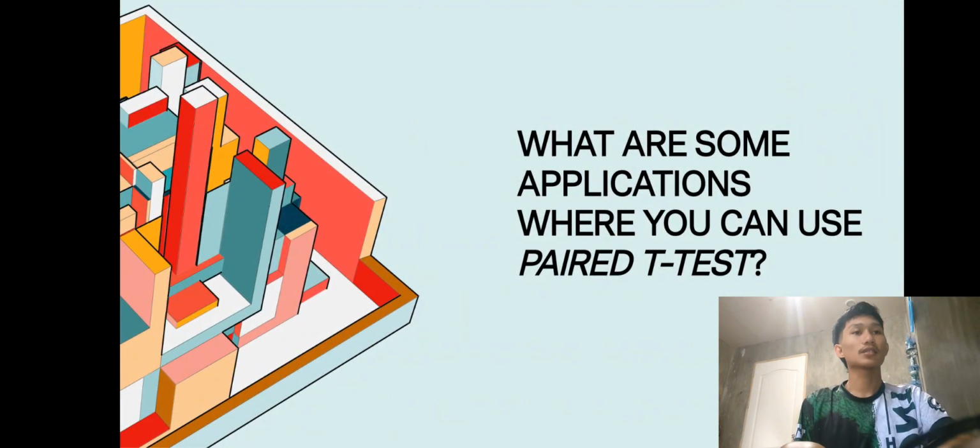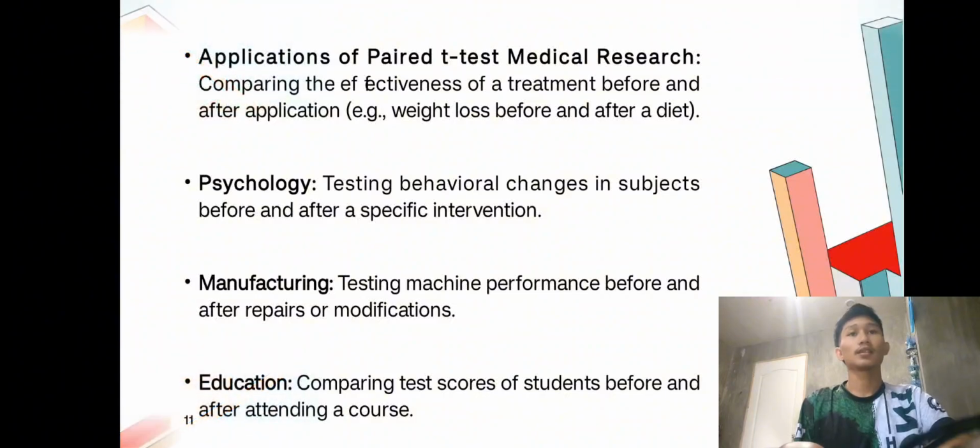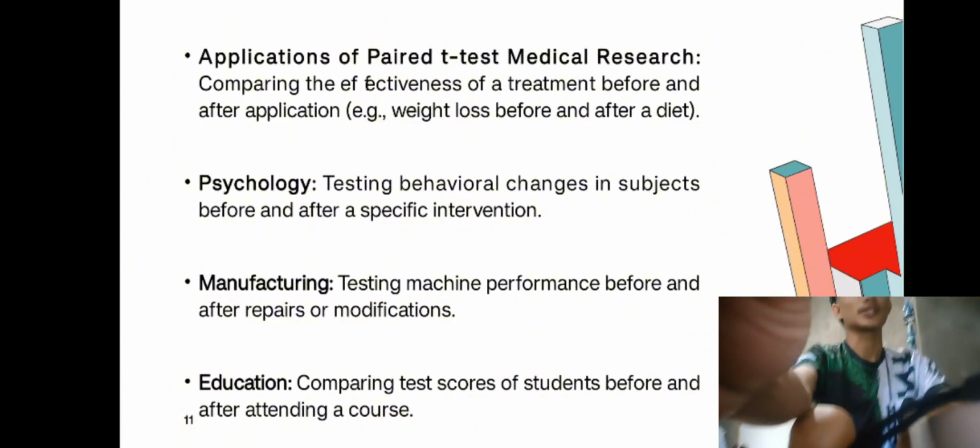What are some applications where you can use paired t-test? Application of paired t-test: medical research, comparing the effectiveness of a treatment before and after application. Example, weight loss before and after a diet. Psychology, testing behavioral changes in subjects before and after a specific intervention. Manufacturing, testing machine performance before and after repairs or modification. Education, comparing test scores of students before and after attending a course.